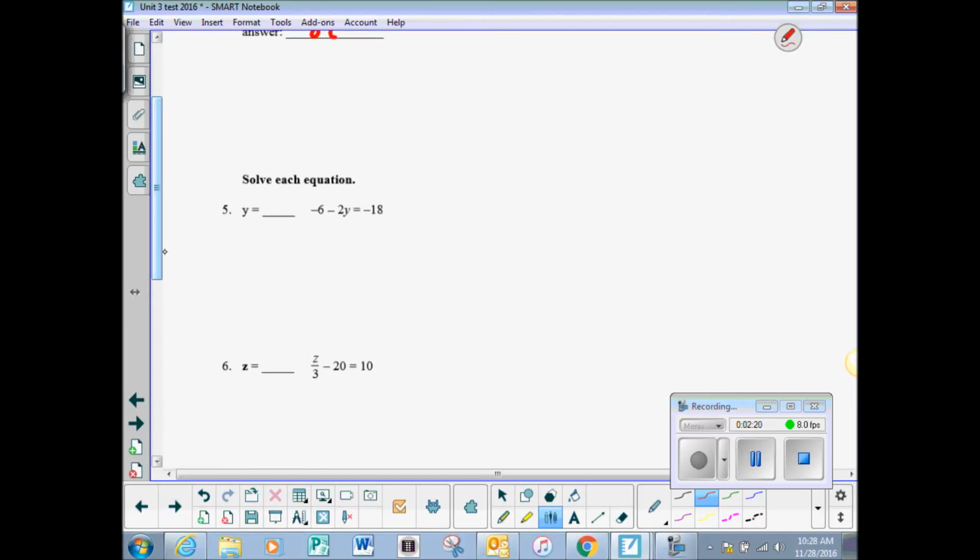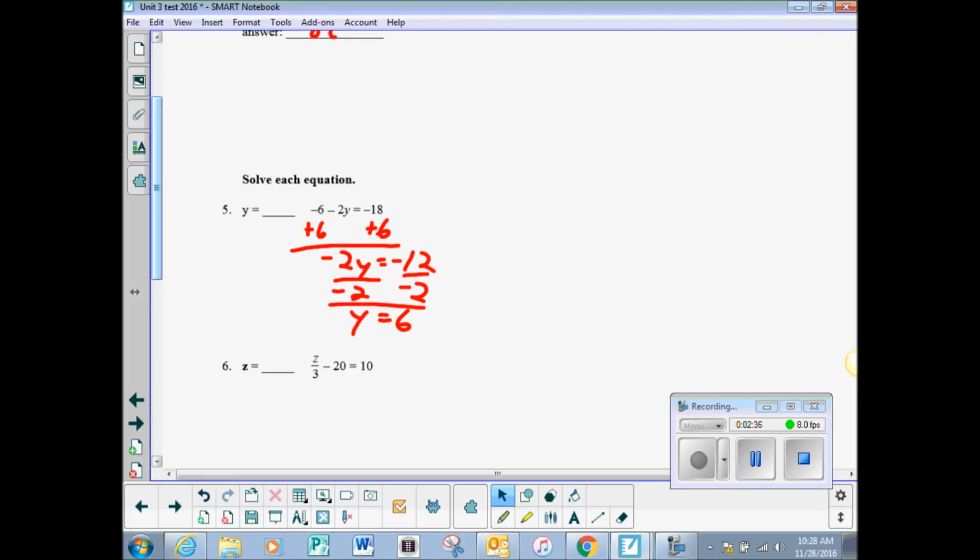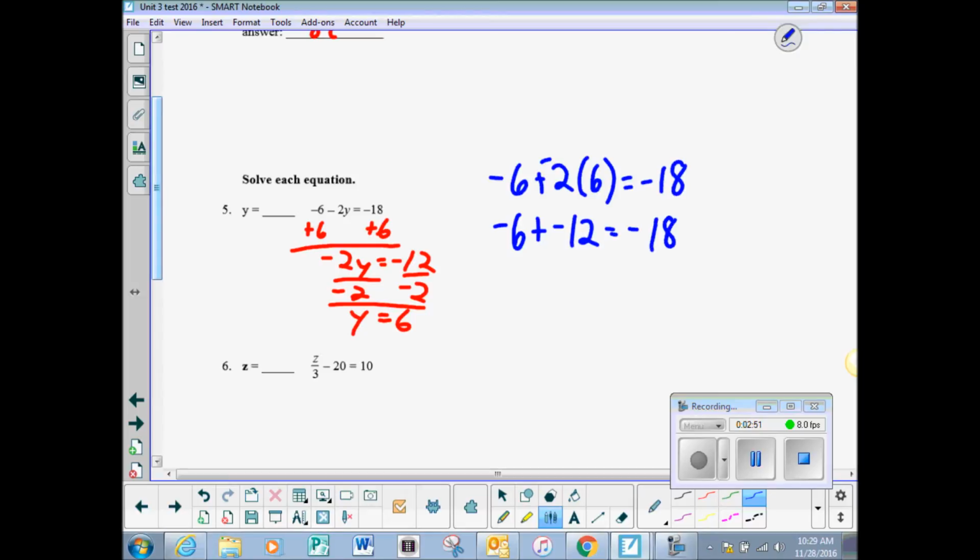Number 5. Now I'm starting to solve the equations. Add 6 to both sides. So negative 2y equals negative 12. Divide both sides by negative 2. And y is 6. Now a lot of you didn't check, obviously, because if you got negative 6, you didn't check it. When I check it over here, I get negative 6 minus 2 times 6 equals negative 18. What is negative 6 plus a negative 12? It's negative 18. That's how I check it. You can use your calculator. That's even easier. Okay? So that's how you check it.